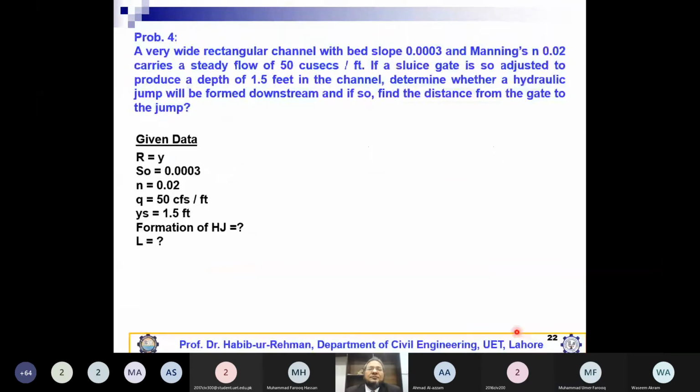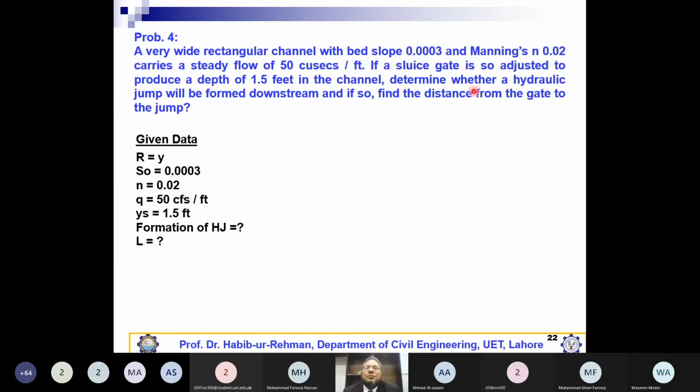Okay, sir. Right. Now we want to solve numericals. Whatever we have discussed in theory, we want to apply it. And let's see problem number 4. This problem says that a very wide rectangular channel, very wide means R is equal to y, with bed slope 0.0003. So S naught is 0.0003. If the bed slope is so small, what do you think? Is this a case of mild slope or a steep slope? Mild. Yeah, it is a very small slope, mild slope.